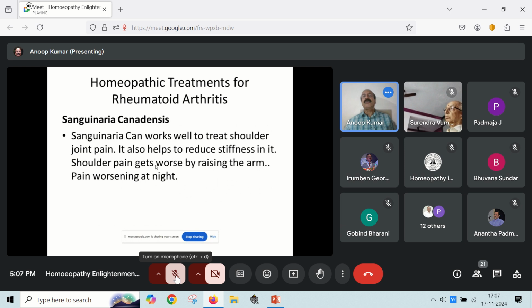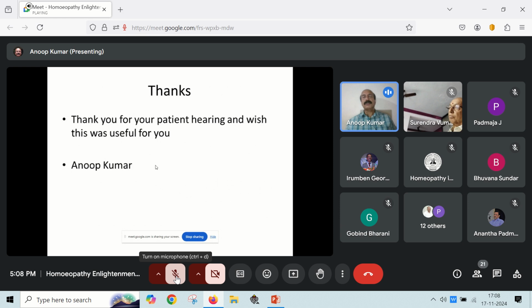Then Sanguinaria canadensis is another medicine. Sanguinaria works well to treat shoulder joint pain. So shoulder joint pains with rheumatic pains, it helps to reduce stiffness, and shoulder pains get worse by raising the arm. Pain worsens at night. So shoulder joint pains which worsen at night and are stiff when you raise your arms, Sanguinaria is to be remembered. And that's all for the time being.